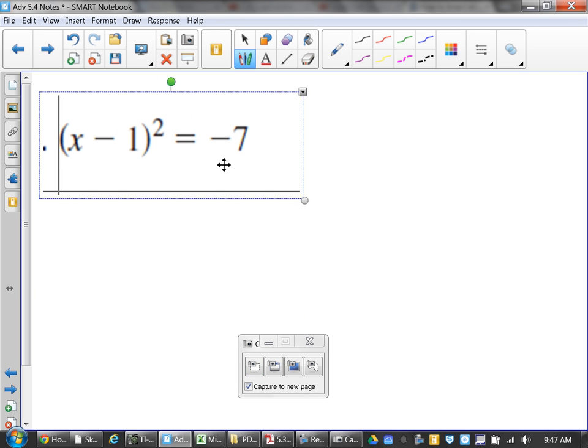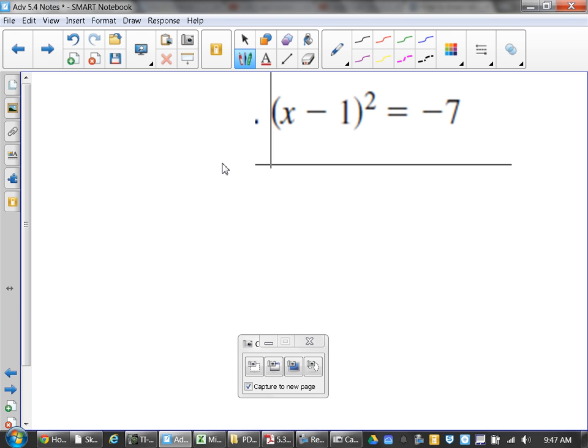Sorry that it looks weird. So you have the quantity x minus 1 squared equals negative 7. There's nothing to move on the left-hand side. So what's the first thing you're going to do? Square root it. When you square root both sides, you get x minus 1 equals plus or minus the square root of negative 7. How do I simplify the square root of negative 7?